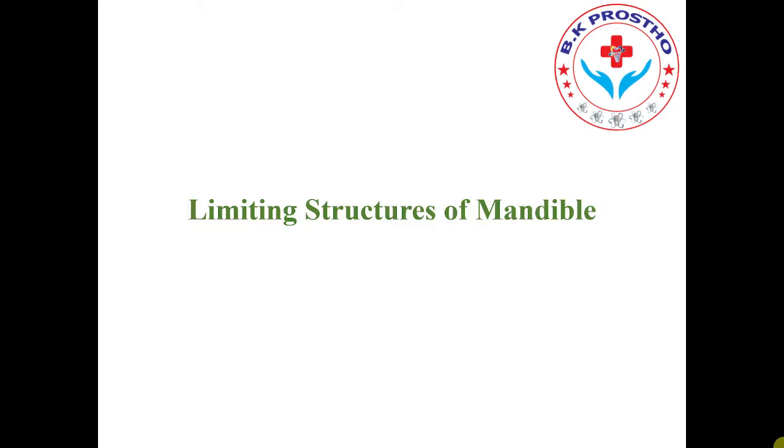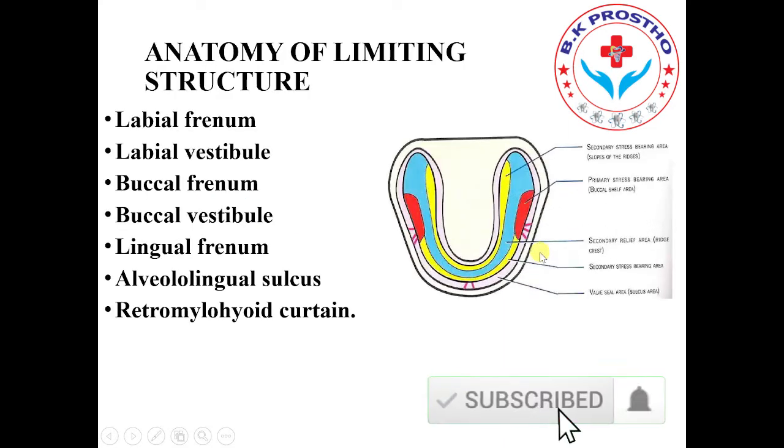Hello everyone. In this video you will learn about limiting structures of the mandible. What are limiting structures? Limiting structures limit the extension of the denture flanges. Limiting structures of the mandible are the labial frenum, labial vestibule, buccal frenum, buccal vestibule, lingual frenum, alveolingual sulcus, retromylohyoid curtain.